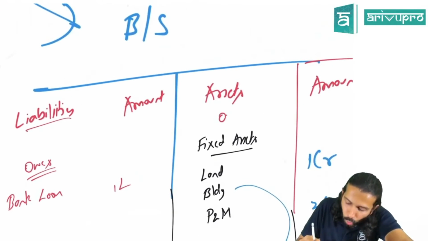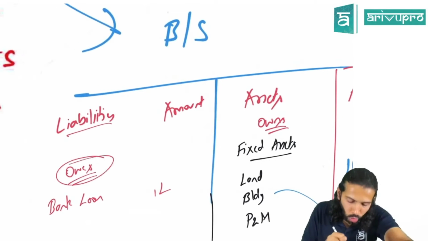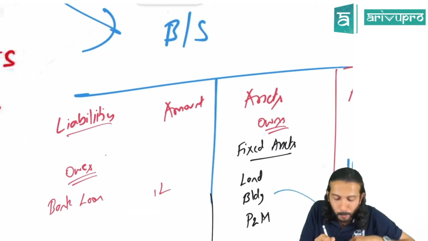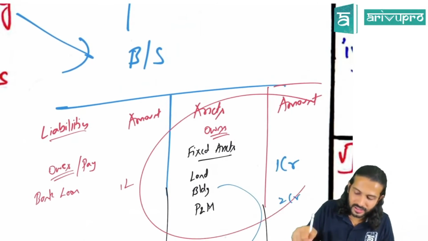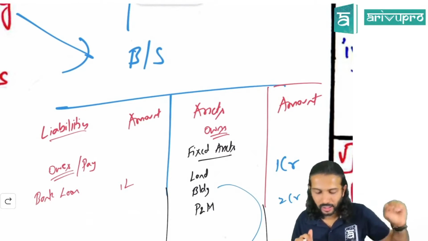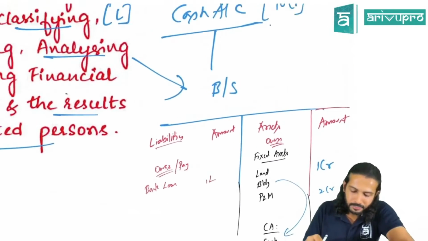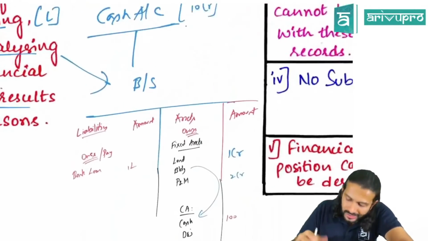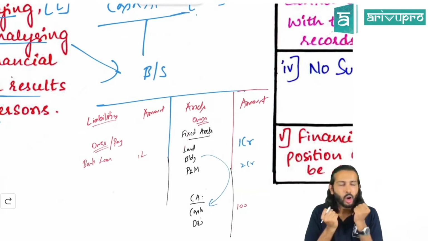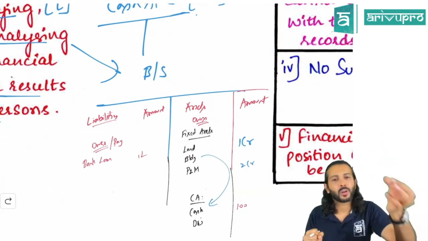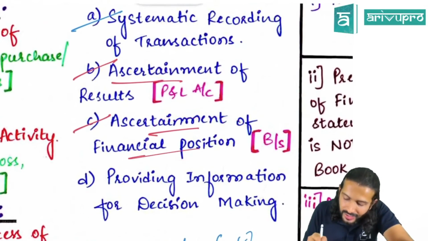Something which the business owns, we call an asset. Something which the business owes, O-W-E-S, something which they have to pay, we call a liability. That's the difference between asset and liability. Some of you said science background, so I'm just telling you a little more extra there. Okay, so far? This asset and liability position, how much asset I have, how much liability I need to pay, by doing accounting you will get to know this. So we call it financial position.